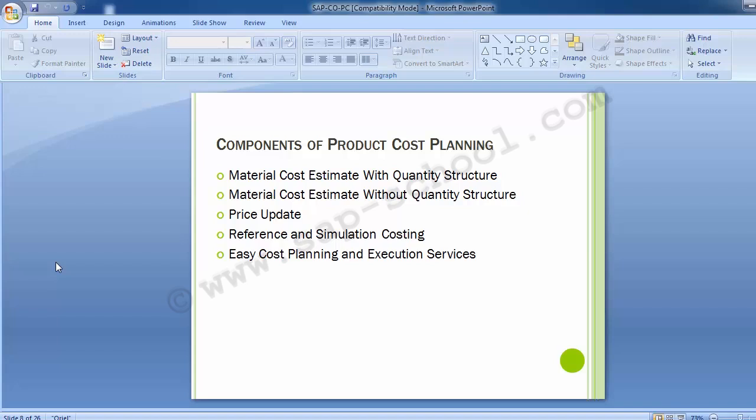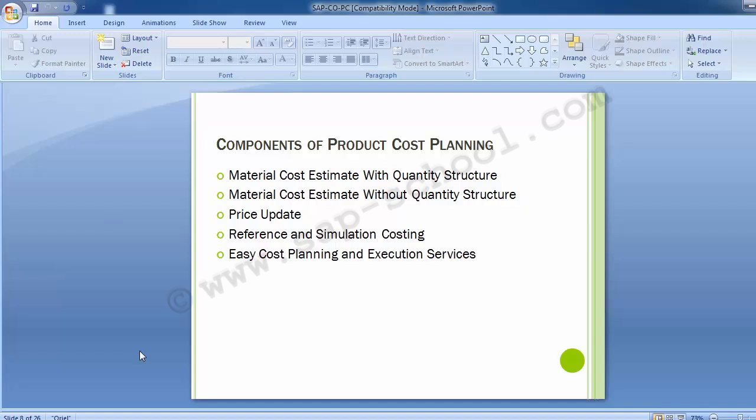You can plan the material cost estimate with the quantity structure, if you know the quantity of the material to be produced. You can even plan the cost estimate without the quantity structure, as we discussed just now. And you can even plan it with price update, as said, that you can update the prices manually in the SAP system. So these are the various components of product cost planning.